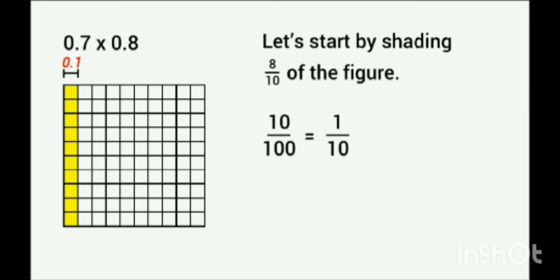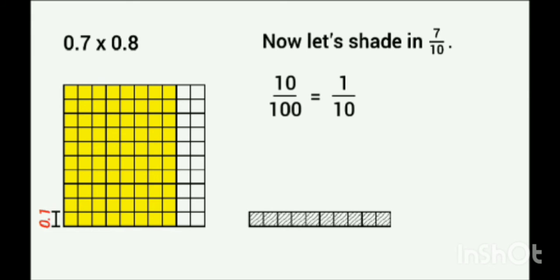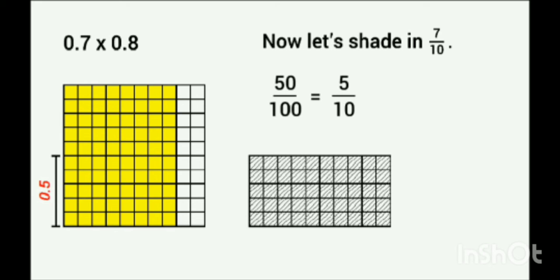Okay, so we have 1/10, 2/10, 3/10, 4/10, 5/10, 6/10, 7/10, and of course 8/10. Okay, now what we have to do is shade what will be the length of our figure. So let's go ahead and shade 7/10 of our figure. So we have 1/10, 2/10, 3/10, 4/10, 5/10, 6/10, and 7/10.